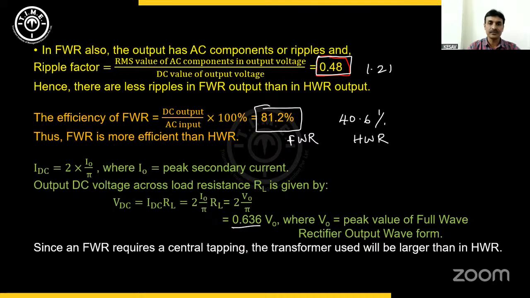Understood? Now, since a full wave rectifier requires a central tapping, the transformer used will be larger than a half wave rectifier transformer. In a full wave rectifier, a bigger transformer is used. It also contains a capacitor circuit to filter the AC component, in both the half wave rectifier and the full wave rectifier.